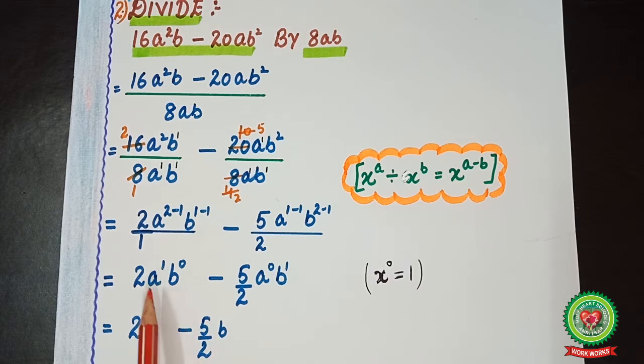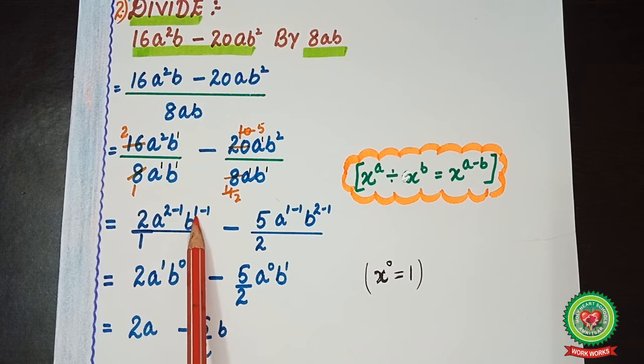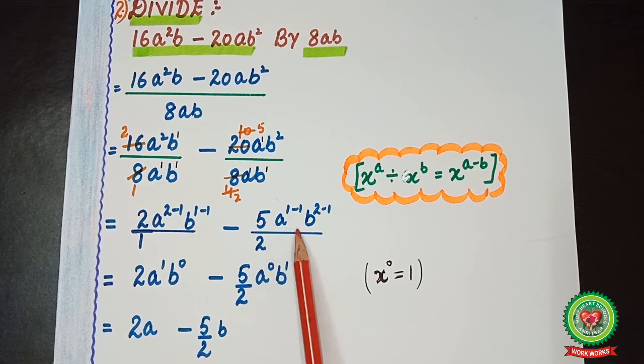So here you got 2 upon 1 a raised to power 2 minus 1. What does it mean? 2 upon 1 means 2. A raised to power 2 minus 1 means a raised to power 1. B raised to power 1 minus 1 means b raised to power 0. Minus 5 upon 2, a raised to power 1 minus 1, that is 0. B raised to power 2 minus 1, that is 1. Now here you can see that 2 is 2, a raised to power 1.